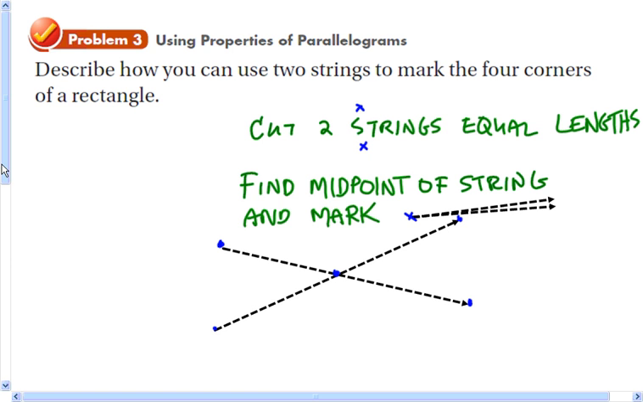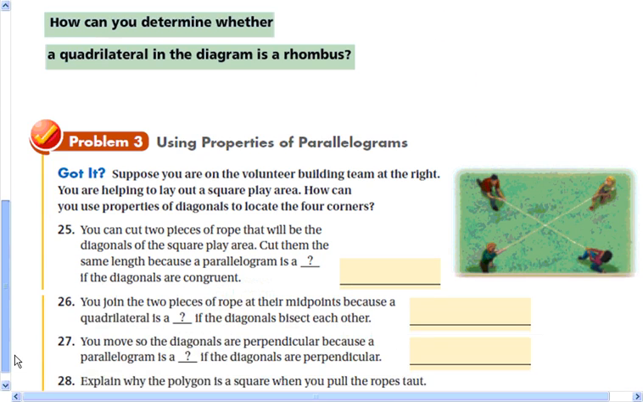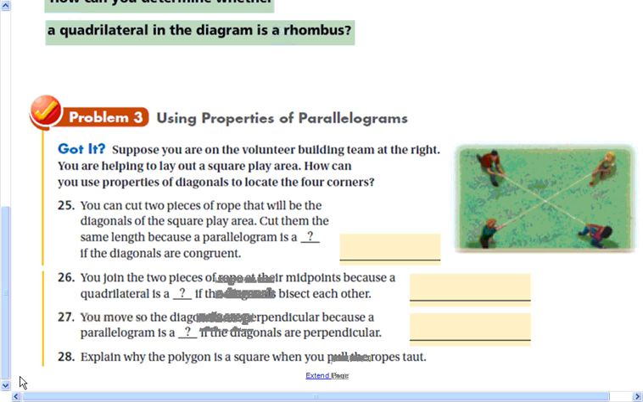All right, this next problem goes through the same idea. Suppose you are on a volunteer building team at Wright. You are helping to lay out a square play area. How can you use the properties of diagonals to locate the 4 corners? You can cut 2 pieces of rope that will be the diagonals of the square play area. Cut them the same length because a parallelogram is a rectangle if the diagonals are congruent.